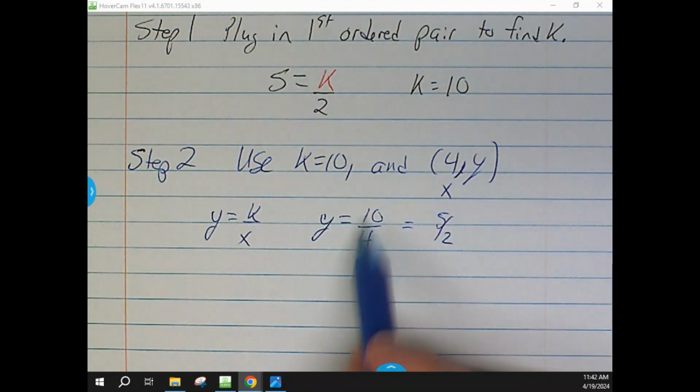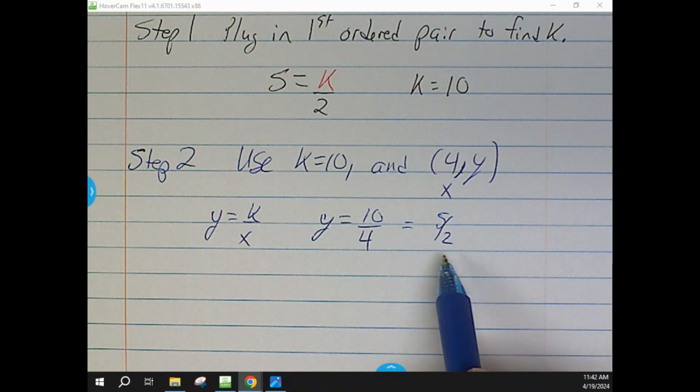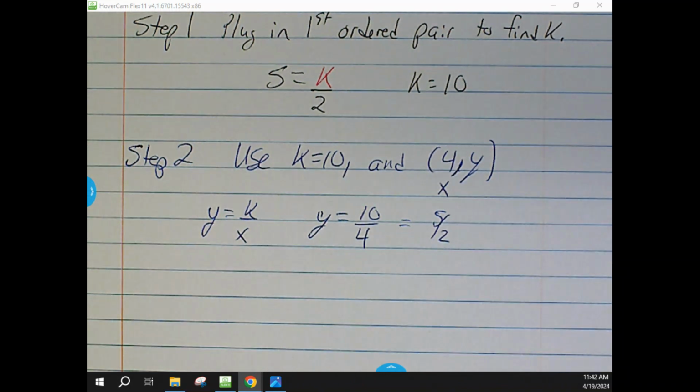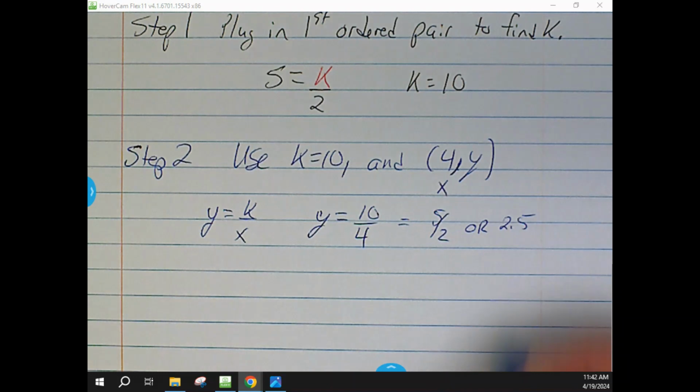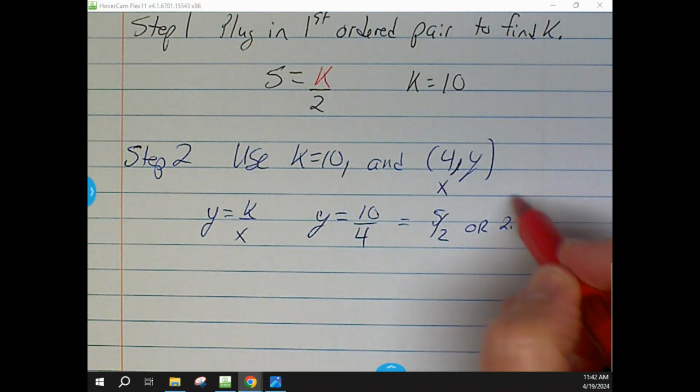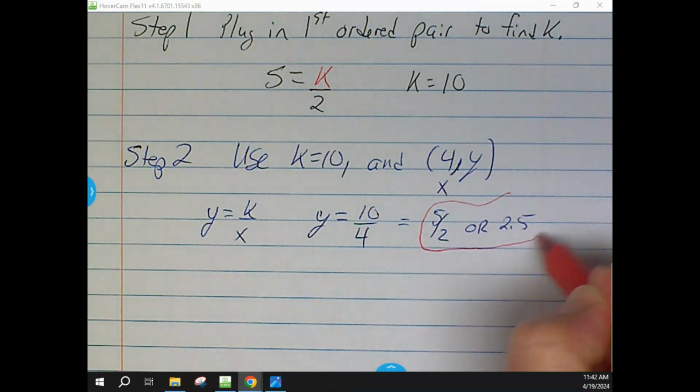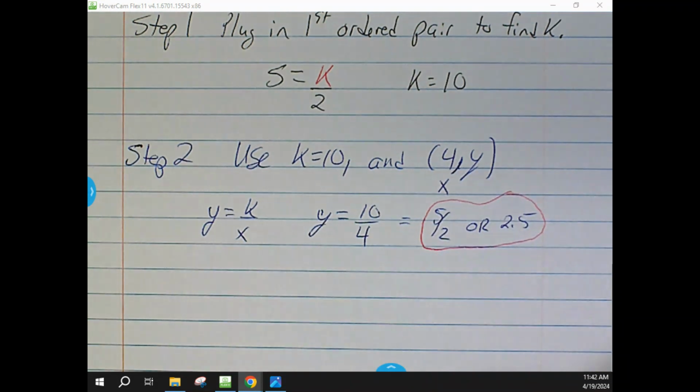So if you've got 10 over 4, we can simplify and make that 5 over 2. Or we can just change it to a decimal number, and you make it 2.5. Again, it doesn't matter which one it is in this case. MyMathLab should let you give either answer there. So either 5 over 2 or 2.5.